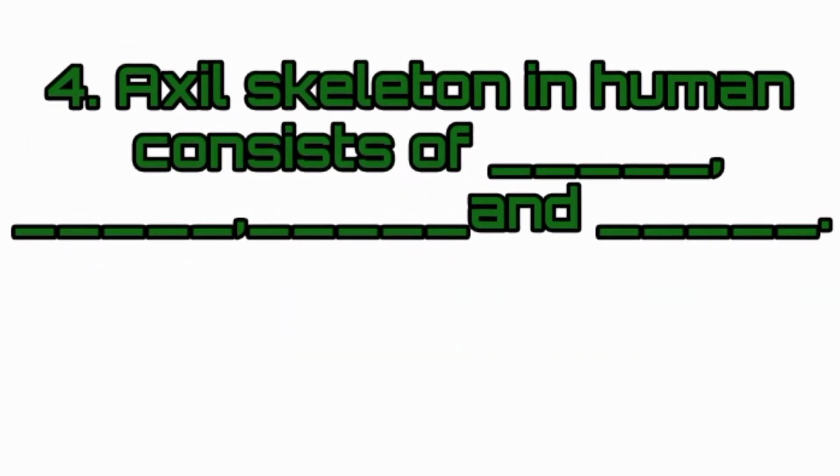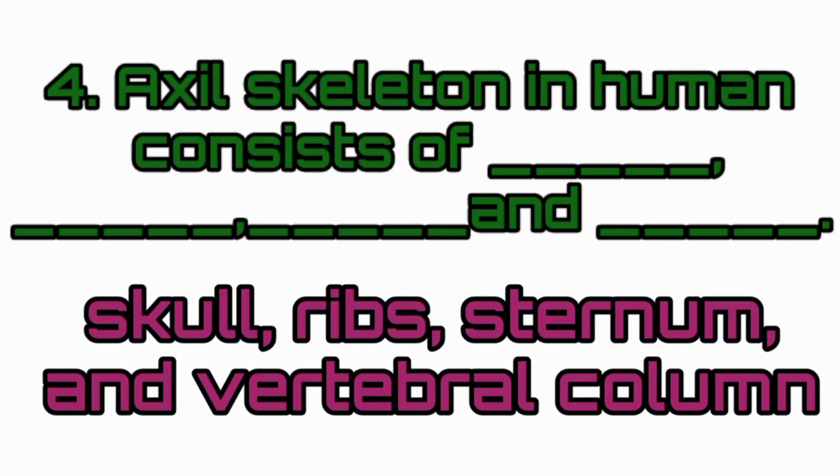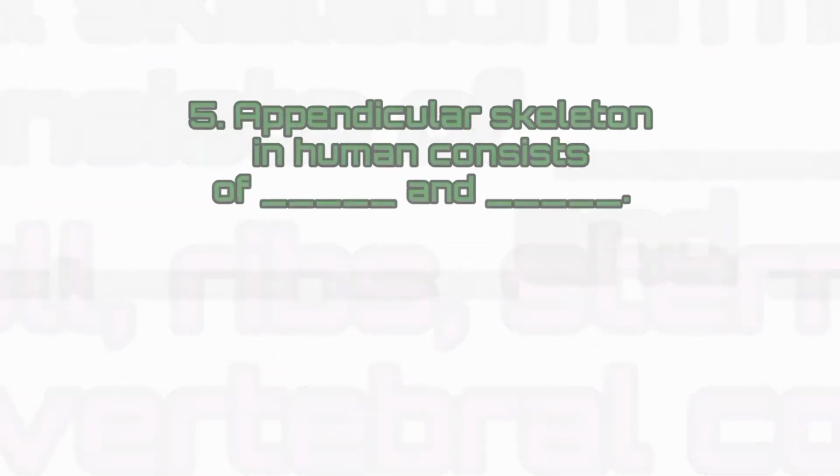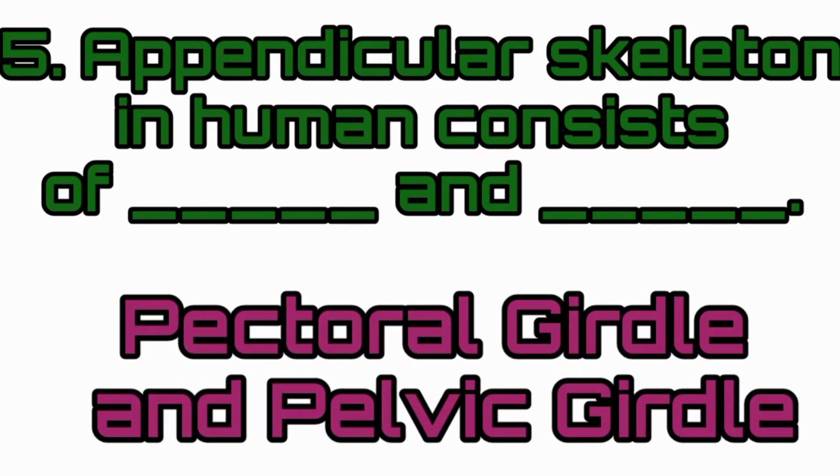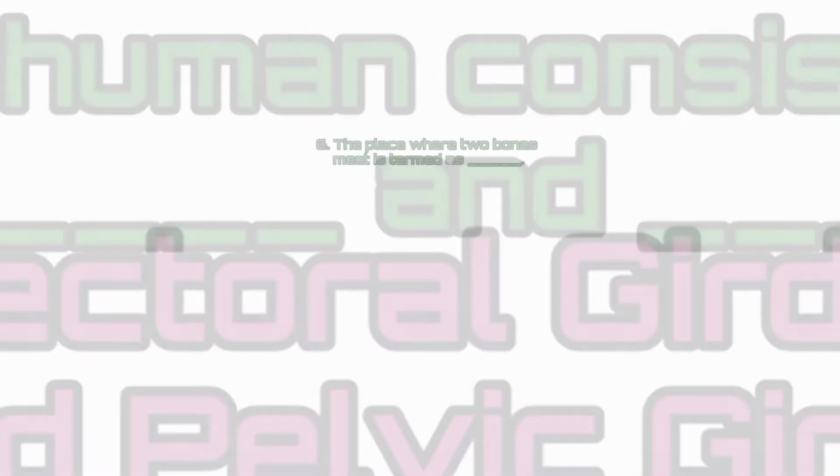Axial skeleton in human consists of dash, dash, dash and dash. Answer: skull, ribs, sternum and vertebral column. Axial skeleton in human consists of skull, ribs, sternum and vertebral column. Appendicular skeleton in human consists of dash and dash. Answer: pectoral girdle and pelvic girdle. Appendicular skeleton in human consists of pectoral girdle and pelvic girdle.